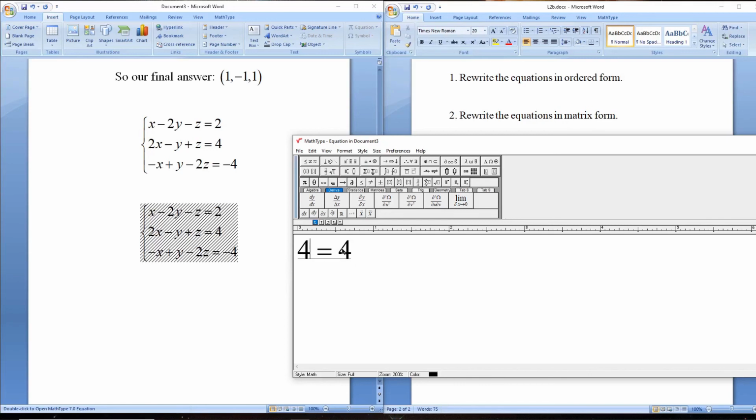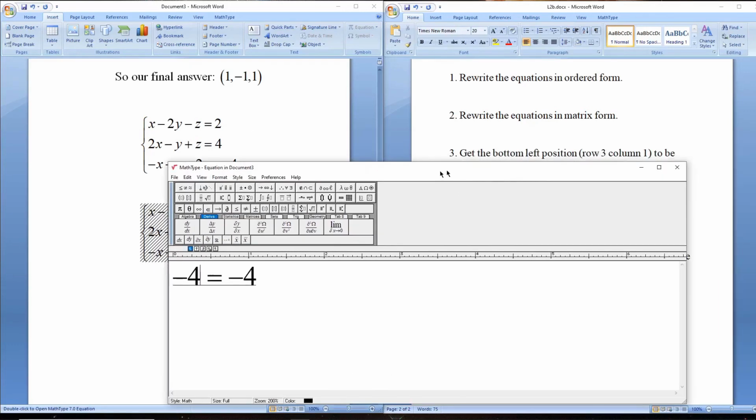And finally, let's check the last equation. Last one says minus x, so x is 1, plus y, where y is minus 1. And then we have minus 2 times z, and z is 1. And all this has to equal minus 4. So does it? Well, 2 times 1 is still 2. So we have minus 1, and minus 2, which is indeed a minus 4. And so they do check.